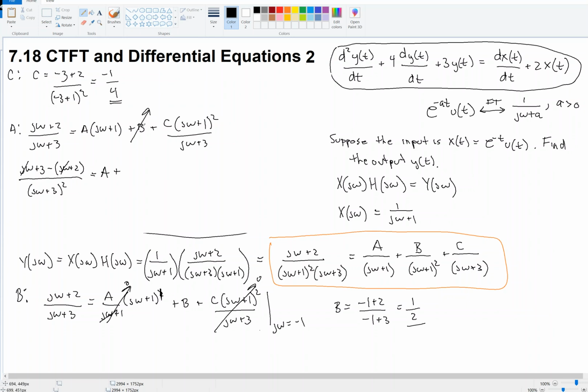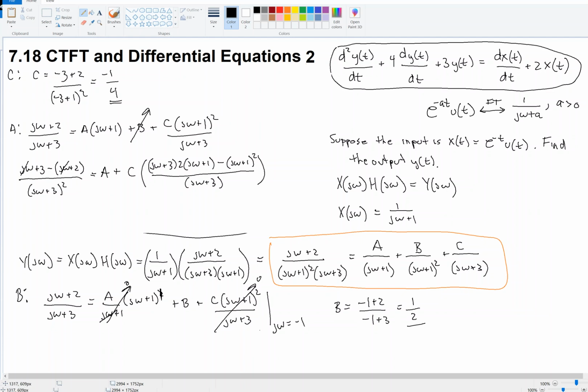But notice that B was the problem in this because B had the repeated root. B was the problem, but B's wiped out now. So taking the derivative wiped out B. So now the bottom times the derivative of the top. So the bottom is j omega plus 3 times the derivative of the top, which is 2 times j omega plus 1, minus the top, j omega plus 1 squared times the derivative of the bottom is 1, all over the bottom squared. That looks messy, right?